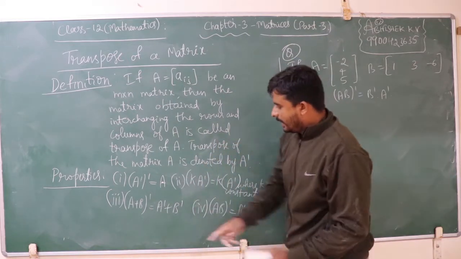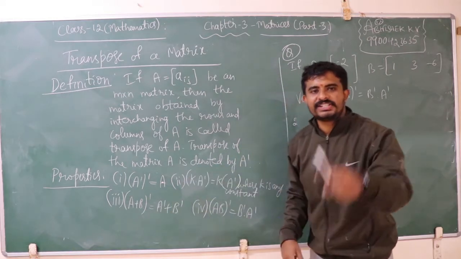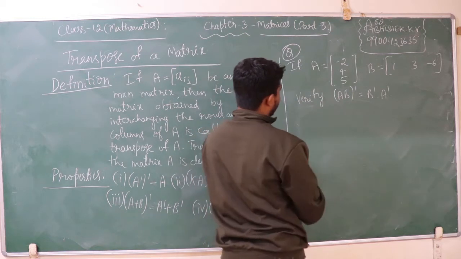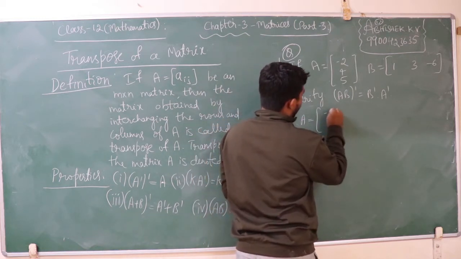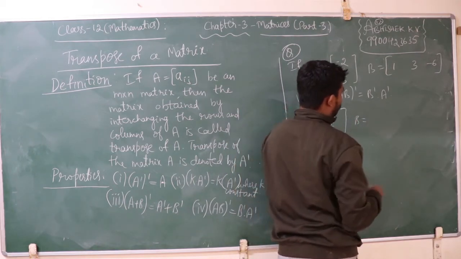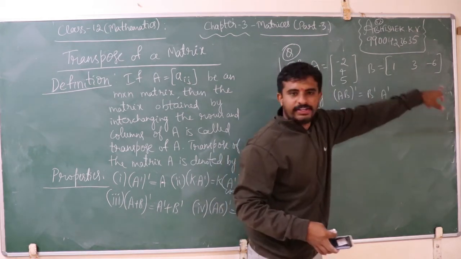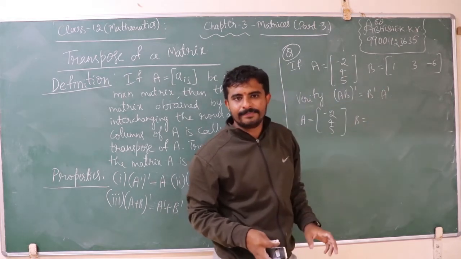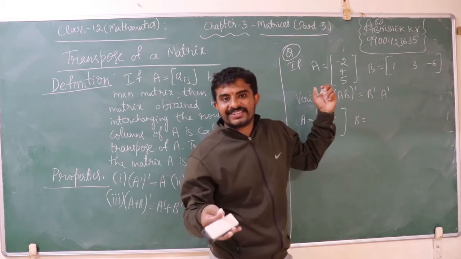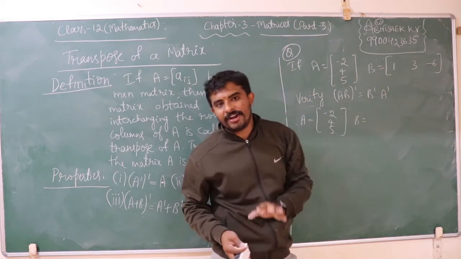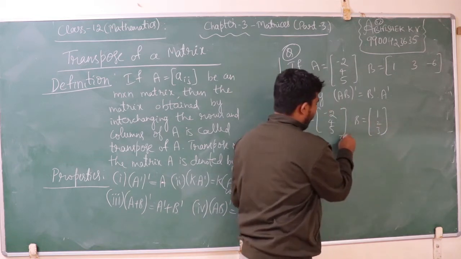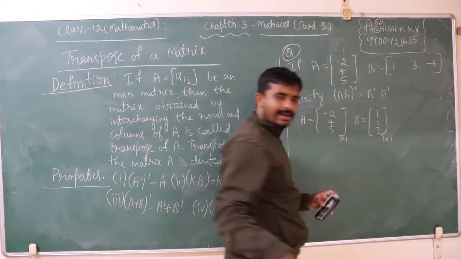That is, A plus B whole transpose is equal to A transpose plus B transpose. See, if I consider A is equal to minus 2, 4, 5 and B is equal to this matrix 1, 3, 4, is it possible to add A and B? No, right? Why? Because to do addition, both matrices should have the same order. So, if I consider B is equal to 1, 2, 3, this has order 3 by 1. This also has order 3 by 1.